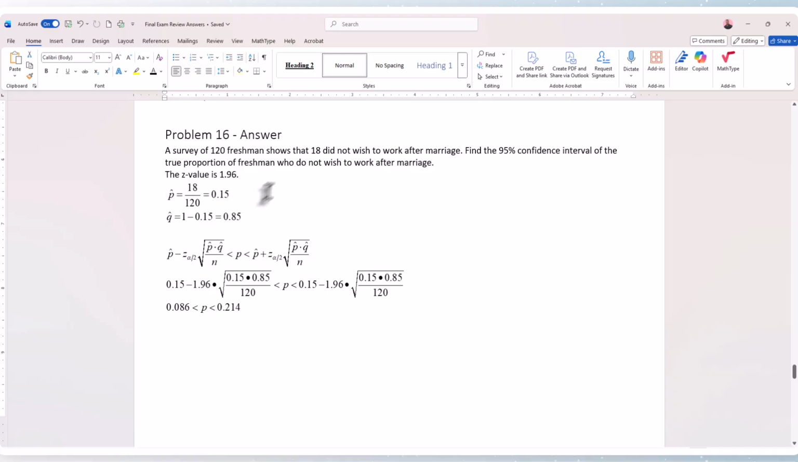P hat is 18 divided by 120, 0.15. Q hat, 1 minus p hat, so 1 minus 0.15, 0.85. And then we plug in all our information, so p hat 0.15, Z 1.96, p hat 0.15, q hat 0.85, n 120. Perform the computations to get p is between 0.086 and 0.214.